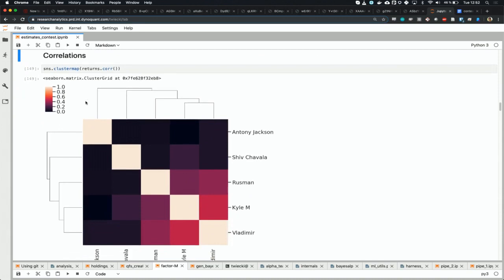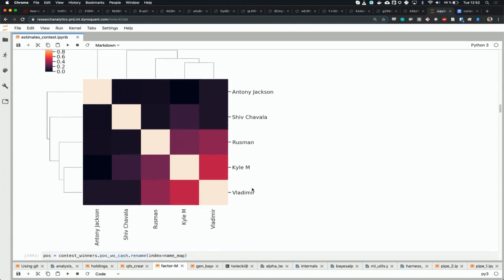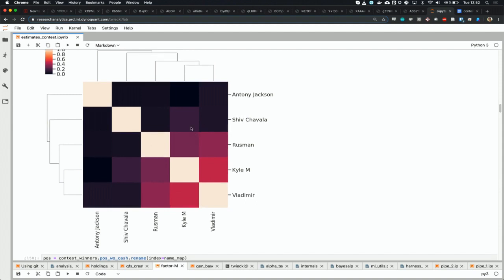The next thing I looked at were the correlations, just to see how similar these are. And we can see that Anthony Jackson and Shiv Chala, sorry, there's a typo in what I wrote here, apologies, are really uncorrelated, so that's awesome. And Kyla and Vladimir are the most correlated, but not that high, around 0.5, which is not nothing, but it's still in line. It doesn't cross a boundary, but overall, this looks pretty good, especially these two submissions.